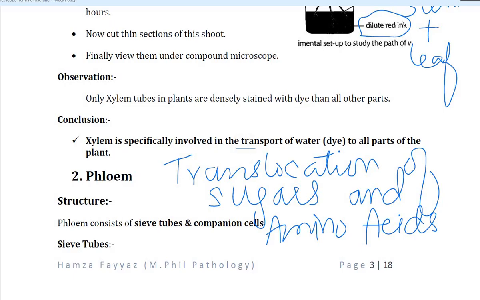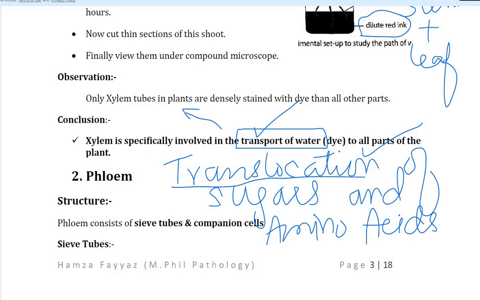Here you can see that the word transport of water is used. But in phloem, I use the word translocation. So transportation in xylem, why? Because water has to come from outside the plant to inside the plant. So when something is coming in plant from outside to inside, we will use the word transport. And when something is just moved from one place of the plant to other place of the plant and its location is just changed, then we will use the word translocation.